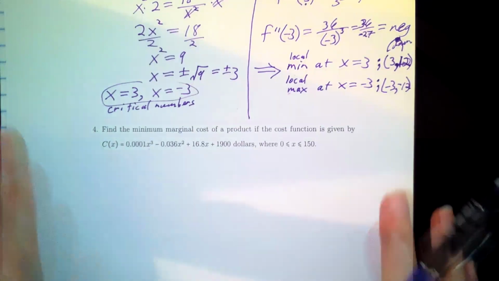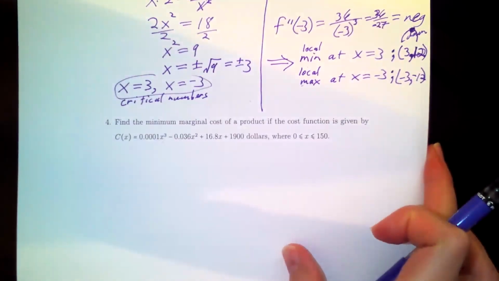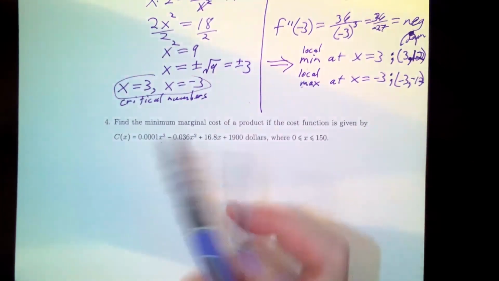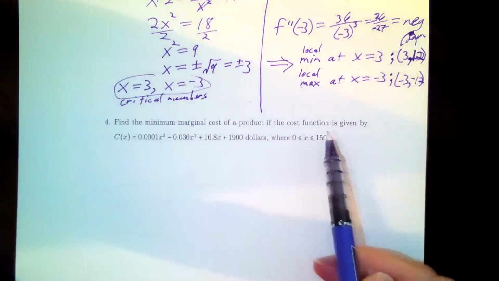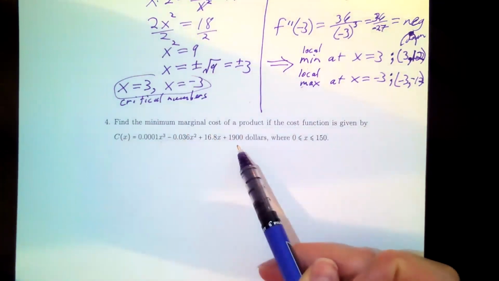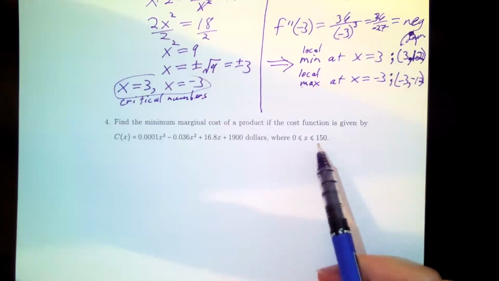All right, let's scooch on to number 4. We'll finally be doing something a little bit different. It says, find the minimum marginal cost of a product if the cost function is given by C in dollars, where x is between 0 and 150.